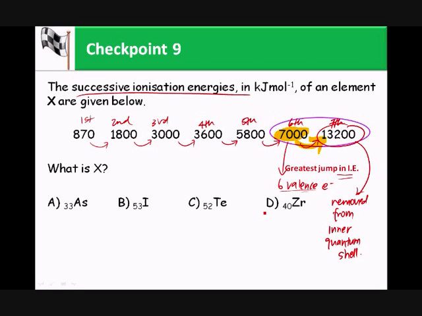Since it has 6 valence electrons, out of all these options, just check your periodic table. You realize that option C, which is tellurium, is in group 6. So it will be our answer, because group 6 will have 6 valence electrons. So it's quite simple.